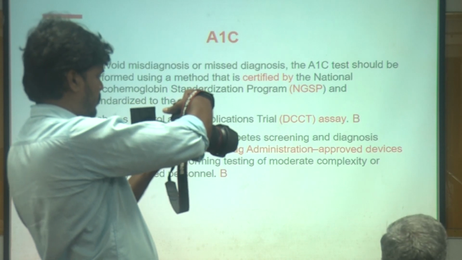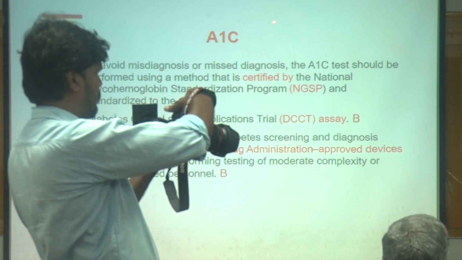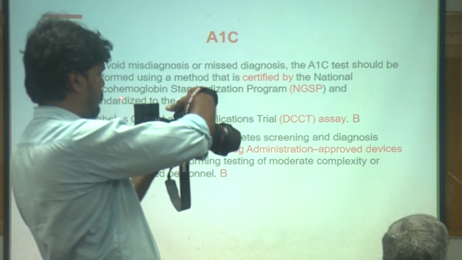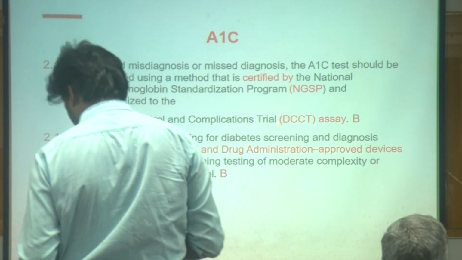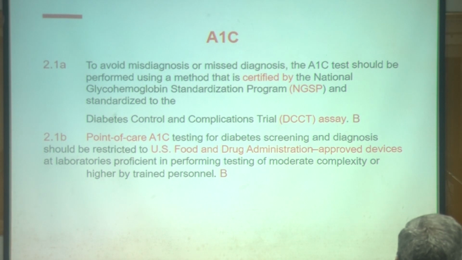And A1C again, this is a thing Dr. Periandro was insisting on: A1C should be certified by the National Glycohemoglobin Standardization Program, and it should be standardized by the Diabetes Control and Complications Trial DCCT assay. So only the HPLC method, high performance liquid chromatography, is the method which is authorized. But I am telling you, most of the local labs do the other method because it is very cheap, just 70 rupees cost, but they will be charging 450. Don't believe in that.